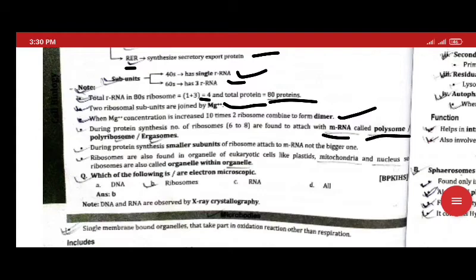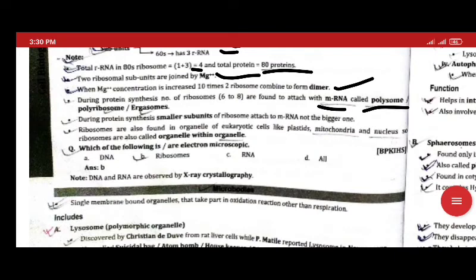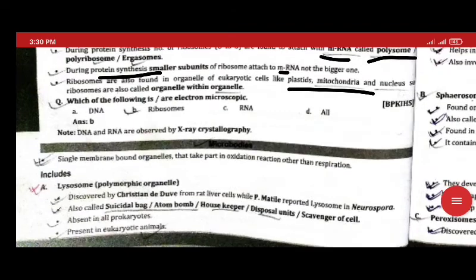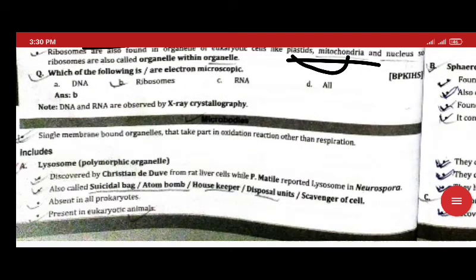This is called a polysome. During protein synthesis, it is attached to mRNA and forms proteins for cell organelles, including plastids, mitochondria and the nucleus. So these two are semi-autonomous, with 70S ribosomes. Now here is the question given: which of the following is visible under the electron microscope? This ribosome, because it is very small.